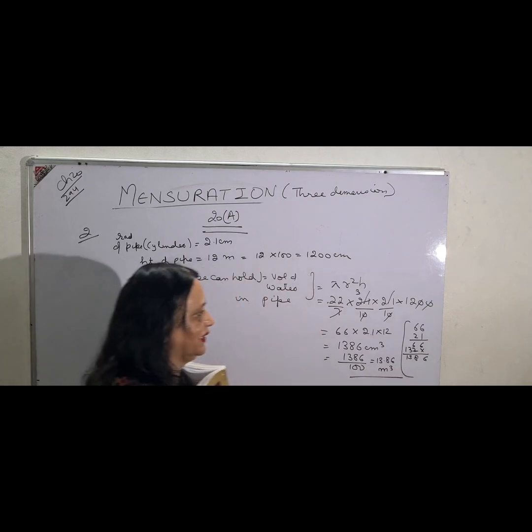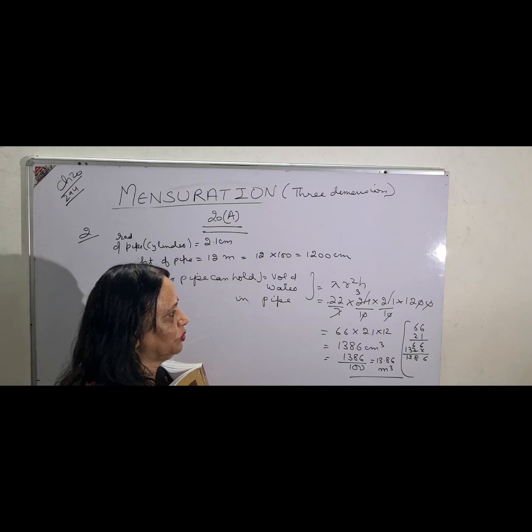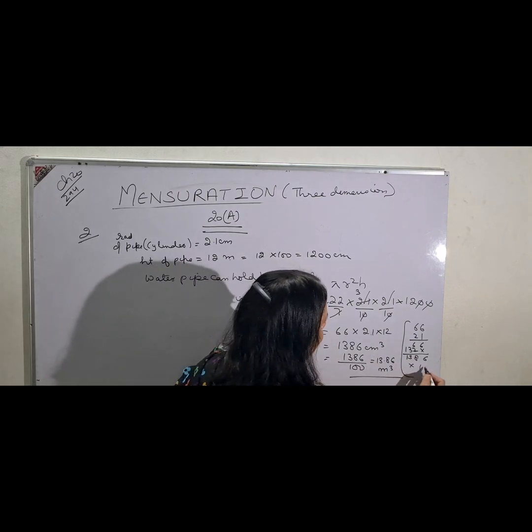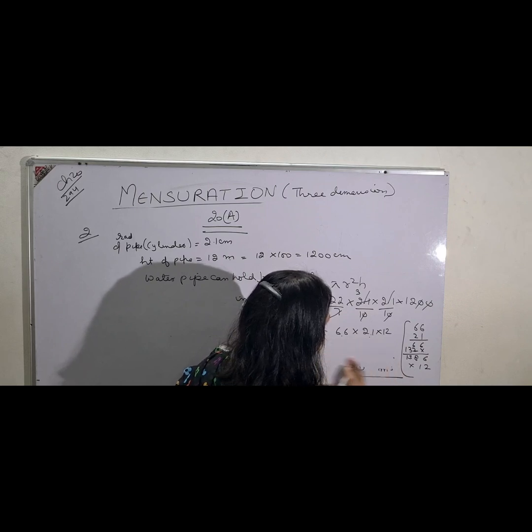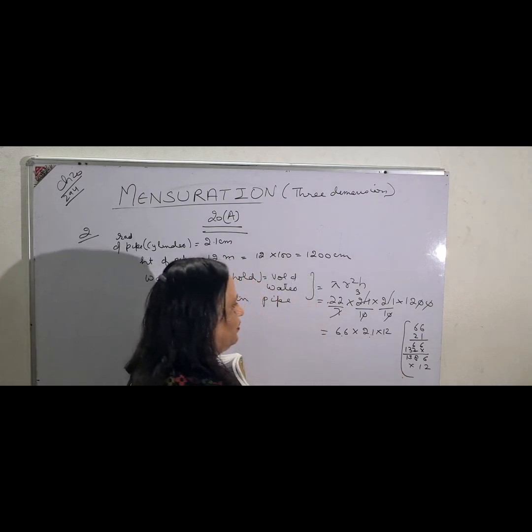So how easy it is. 66 into 21, sorry, you have to multiply by 12 also. 21 into 66. So this is not the answer, children. Again, you just see the question twice when you do it.